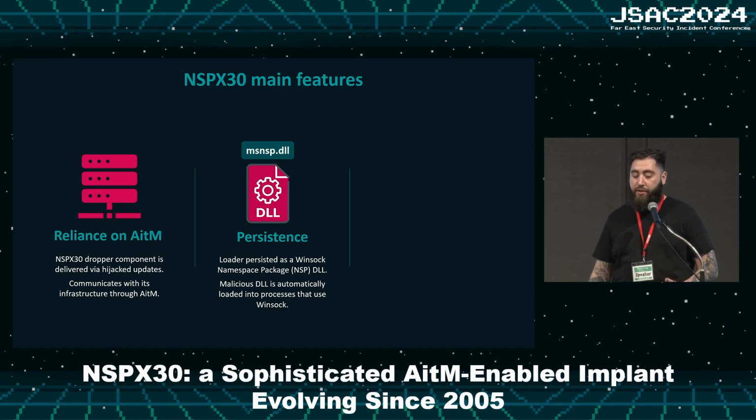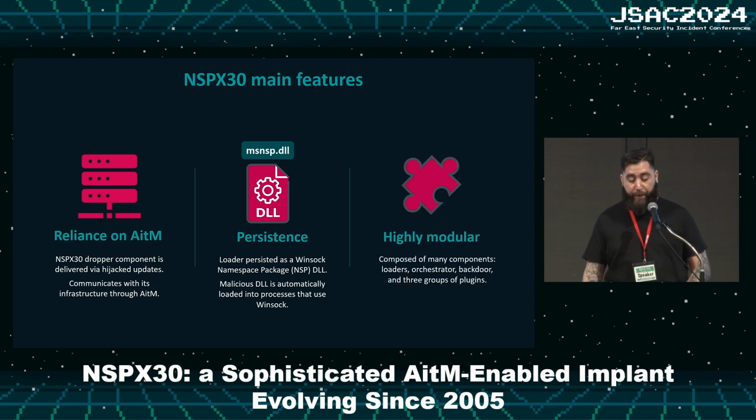Where most malware establishes persistence for execution, NSPX30 developers took full advantage of a persistence technique. It registered one of its loaders as a WinSock namespace package, hence the name NSP. Every time the system loads WinSock in a new process, the malicious namespace package is automatically loaded in the process, and it launches the orchestrator. The implant is fragmented into small subunits, and this allows the attackers to progressively deploy its capabilities, making it more difficult for researchers to build the toolkit. The orchestrator and the backdoor have their own groups of plugins that are deployed in later stages by request of the attackers.